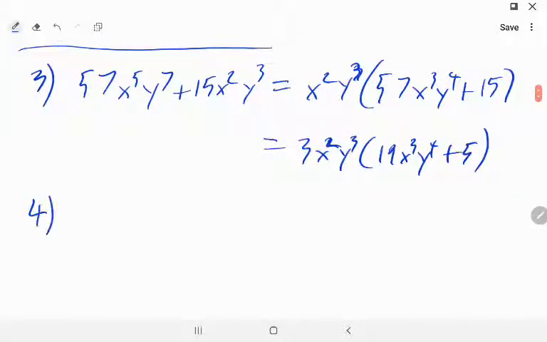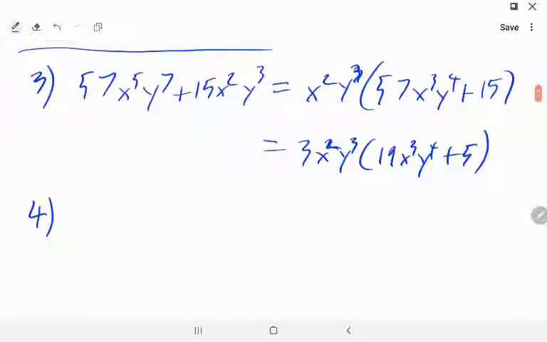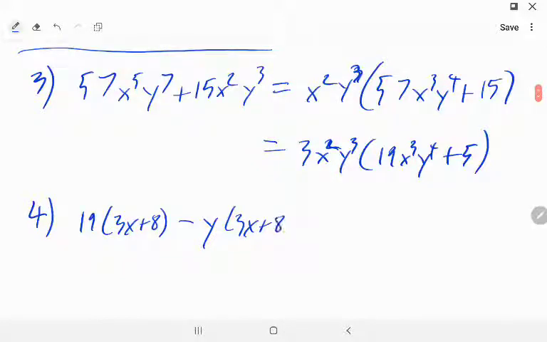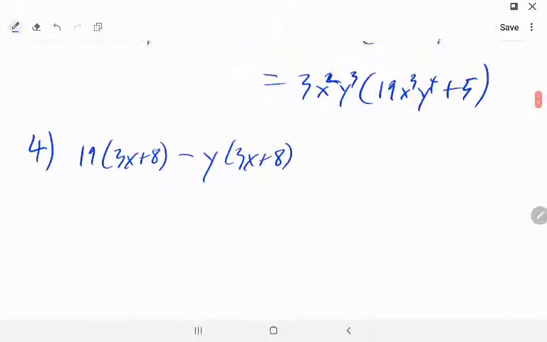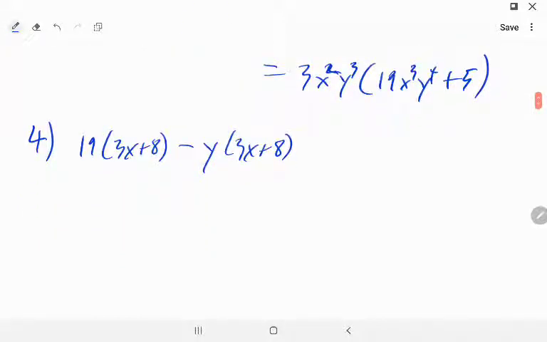Number 4, we're looking at 19 times the quantity 3x plus 8 minus y times the quantity 3x plus 8. And so we notice that this one is kind of set up for us. The 19 and the y don't have anything in common, but the two terms have that 3x plus 8 in common. So we're going to get the quantity 19 minus y times the quantity 3x plus 8.